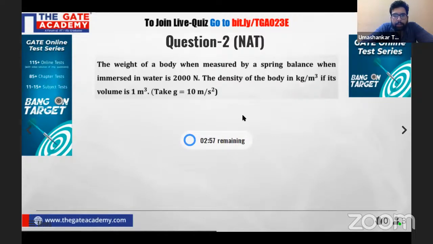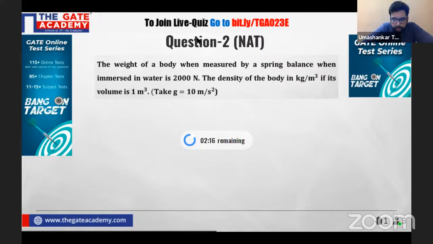So here we go with the next question, the second question. It is a numerical data question, so you have to write the value. Please go for it. We can certainly do it; it is a very simple question. This question belongs to the chapter of Buoyancy. I hope we have read this chapter very well. We'll see the solutions of these questions once the quiz is over.